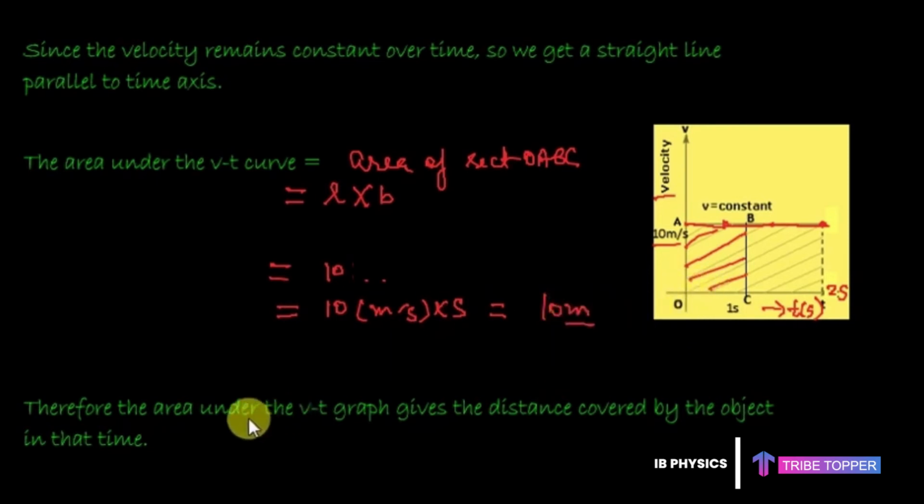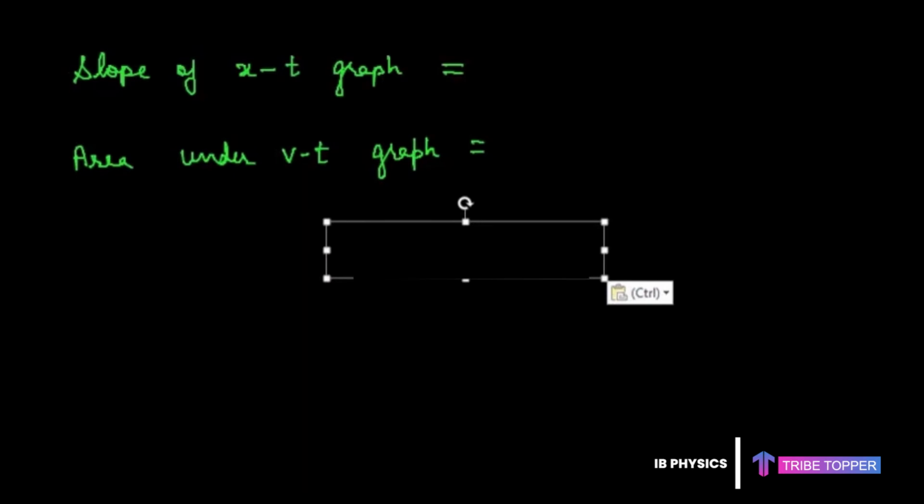Thus we can say that the area under the VT curve or the VT graph gives the distance covered by the object in that time. So you have to note down here one thing. Slope of the xt graph gives you velocity, and the area under the velocity time graph gives you the distance traveled in the given time interval. So both the graphs are important and give information about each other.